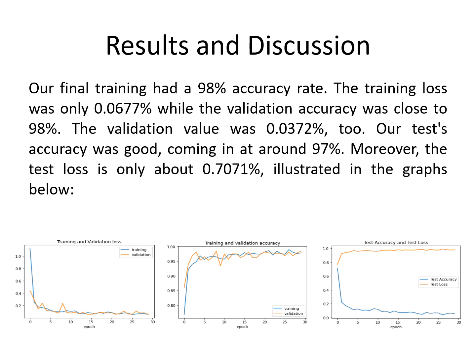The graphs represent the loss and accuracy of training and validation during the model training. Here we can see that the validation accuracy was close to 98%, while the training loss was only 0.0677. Additionally, the validation loss was 0.0372. The accuracy of our test was decent, coming in at about 97%. Moreover, as seen in the graphs, the test loss is just about 0.7071 for 30 epochs.